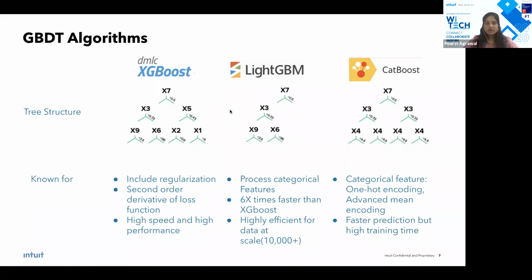The second one is LightGBM. The tree structure is slightly different. It grows the tree vertically, that is leaf-wise. What it does is it takes the leaf which reduces the loss the most, and then it grows from there. So this is how the tree structure grows, the way it grows the tree.